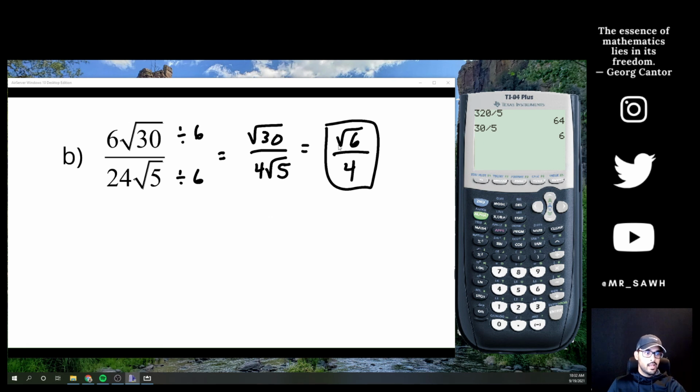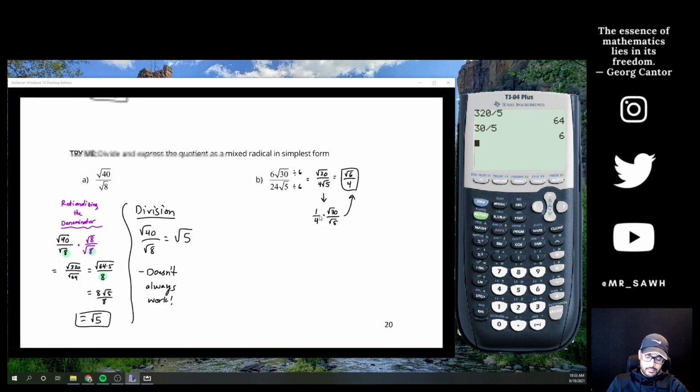Right, I've divided, and I know that my root 6 is going to go to the top part, because really I could take this and split it up, and you can think about your coefficients being multiplied with your radicals. So 1 over 4 multiplies with root 30 over root 5, which when you simplify turns into root 6 that you're multiplying by 1 over 4, and this is what it turns into: root 6 divided by 4. Okay, so they are the same.